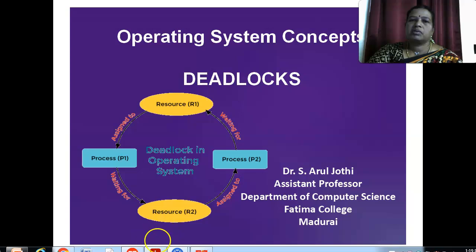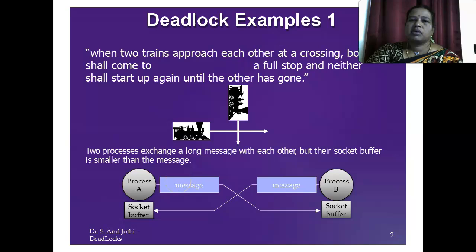So we are going to see the various possible ways deadlock occurs, and how to avoid it, detect it, and prevent it. Next, we are going to see some real examples and cases of how deadlock occurs.